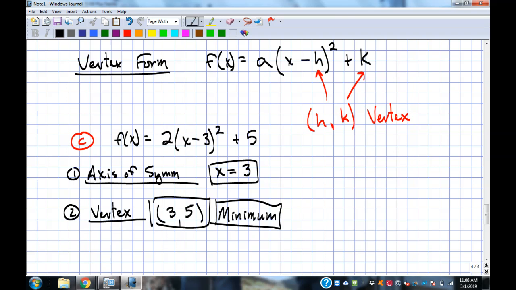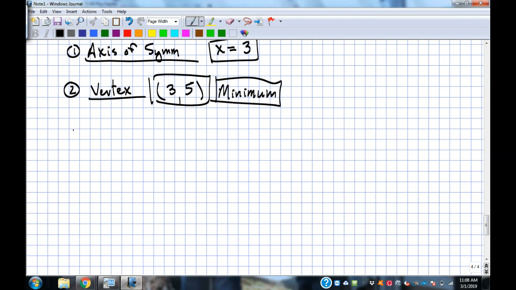Now, next thing we want to find are intercepts. So let's find the x-intercepts. How do you find x-intercepts? In standard form, how did we find x-intercepts? We set it equal to 0. In intercept form, how did we find x-intercepts? Set the equation equal to what? 0. In vertex form, how do you think we find x-intercepts? Set it equal to 0.